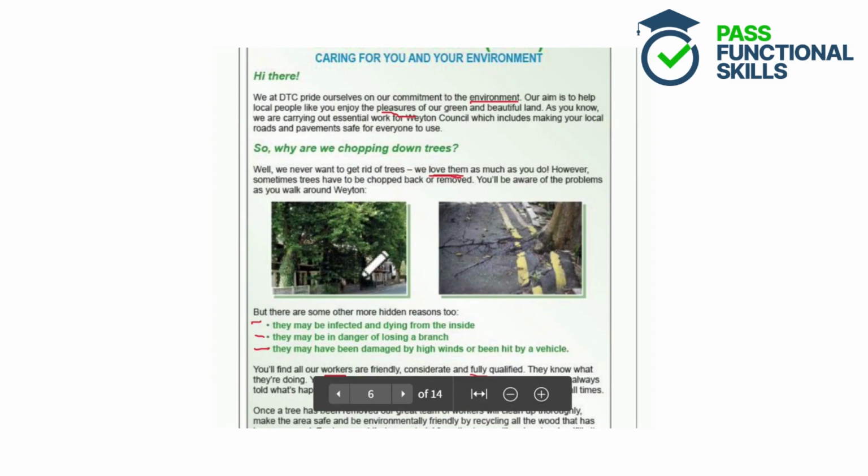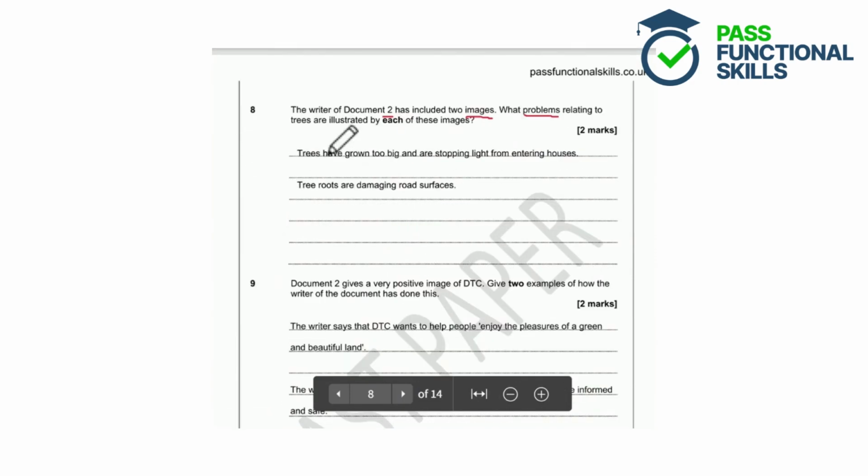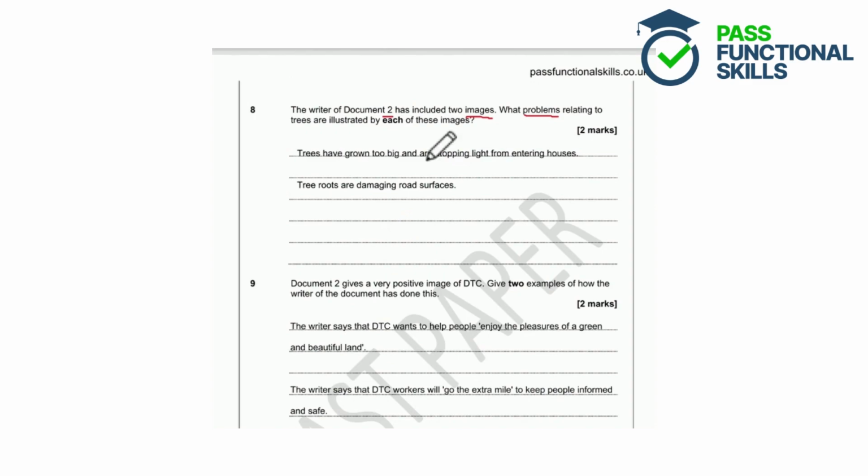So we've got this one here which shows a very big tree in front of what looks to be some houses. And then we've got this image here which looks to be a tree's roots coming through the road surface. So from these images, we just need to describe what the images are showing for this question. So from these images, we can see that trees have grown too big and are stopping light from entering houses. And we can also see that tree roots are damaging road surfaces. So both those answers would be correct.